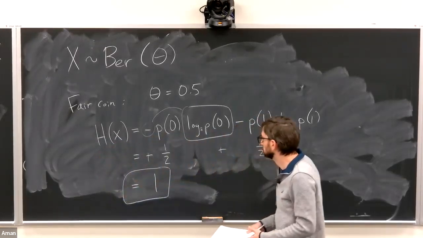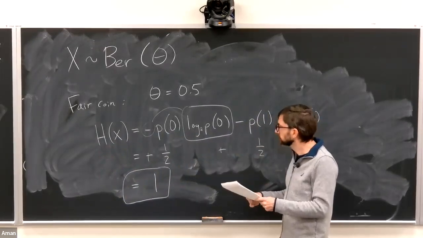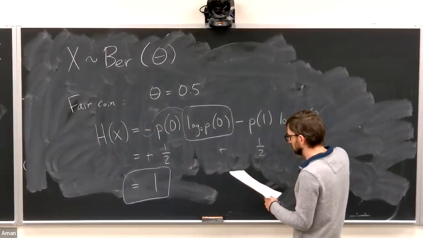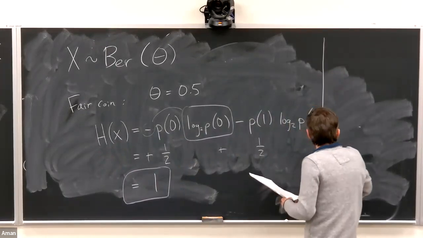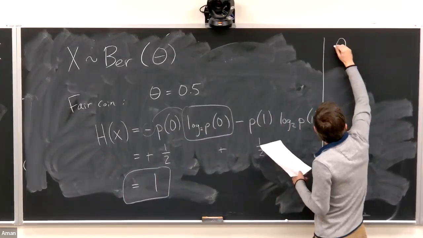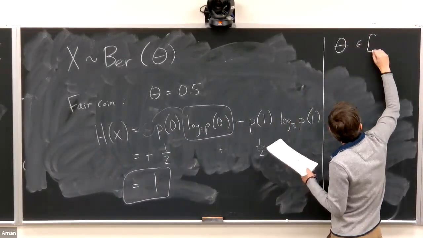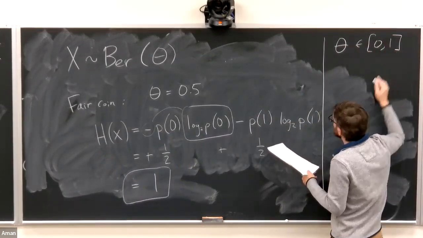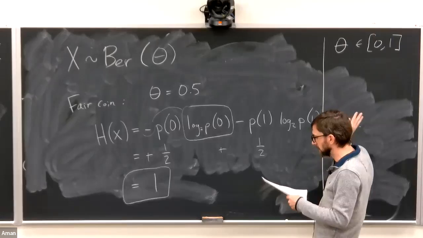So that checks out. And now let's do the case where theta is anything, I should say. So theta is anything between 0 and 1. Okay. I won't write this out. I'll just plot the function.